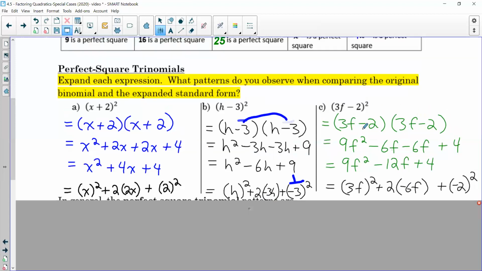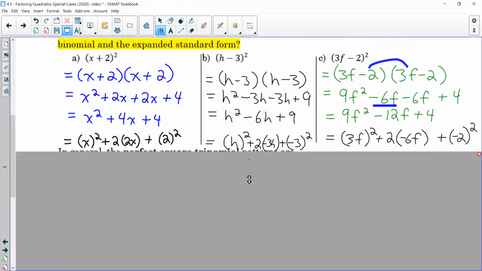Same thing works with this one. So why are we using a negative 2 in this perfect square? Because we needed 2 of these 6f's, but they had to be negative. Okay, so these 2 negatives will produce a positive, but we need them to produce the negative 6f's. Okay, so it's a little sneaky when you're dealing with negatives, but hopefully we'll get through some examples and this will clear things up.